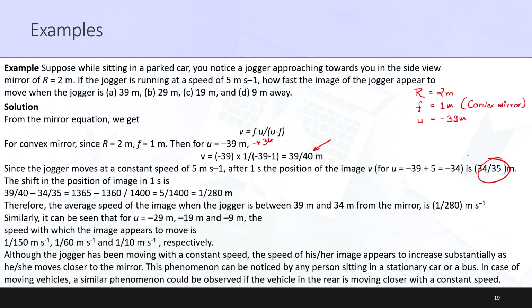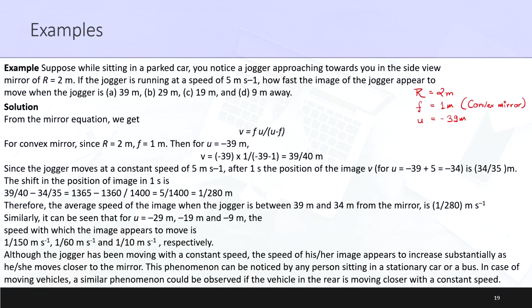Now, you know the distance. What is the speed? Speed is nothing but the rate of change of distance. Therefore, you can just subtract both of them. Per unit time is 1 second only, therefore it will be 39 by 40 minus 34 by 35, hence you will get the speed equal to 1 by 280 meters per second. So, the average speed of the image when the jogger is between 39 and 34 meters will be 1 by 280 meters per second.